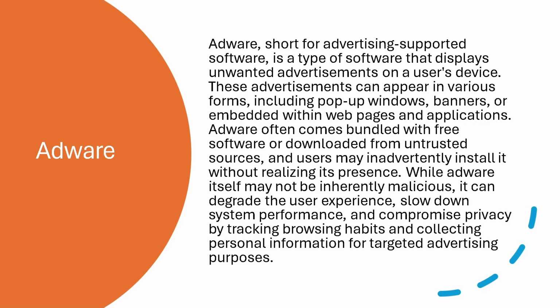Adware, also known as advertisement supported software, is software that displays unwanted advertisements on a user's device. These ads can appear in various forms, including pop-up windows, banners, or embedded within web pages and applications. Adware often comes bundled with free software or downloaded from untrusted sources, and users may inadvertently install it without realizing its presence. While adware itself may not be inherently malicious, it can degrade the user experience, slow down system performance, and compromise privacy by tracking browsing habits and collecting personal information for targeted advertisement purposes.